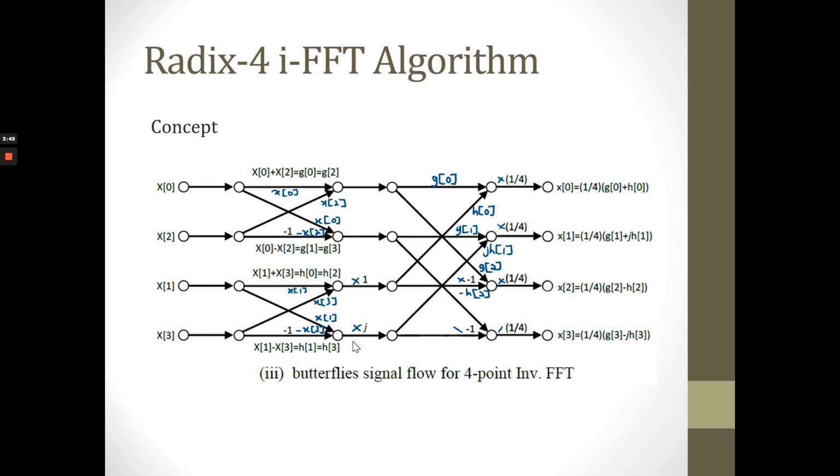And the last one is this one. This is from g3 for x3, so from this one h3 multiplied with j and again multiplied with negative 1, so we have negative jh3. So at this point is g3 minus jh3 multiplied with 1 over 4, so we have x3 equal to this equation.